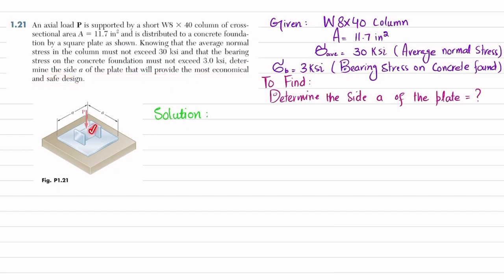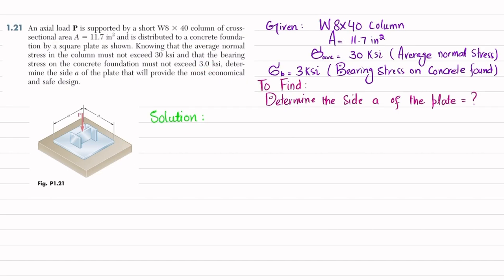So you can see this is the W8 into 40 column and the load P is applied. This is the foundation and this is the bearing plate having side A by A. In the given data, it is given that the normal stress in this column must not exceed 30 ksi and the bearing stress on the concrete foundation is 3 ksi. So let's start with the solution.